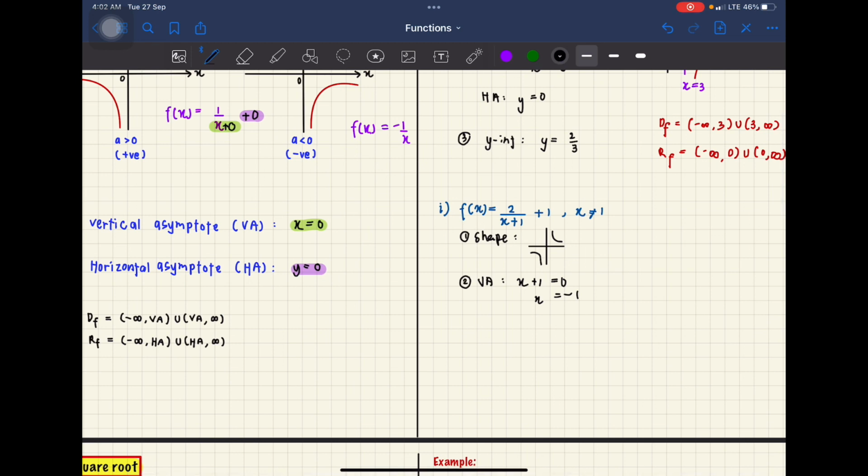And then for horizontal asymptote, macam mana nak cari horizontal asymptote? So awak tengok dekat belakang dia ataupun dekat depan dia ada tak nombor. So in this case dekat belakang dia ada nombor which is +1. So +1 tu maksudnya awak punya horizontal asymptote lah. So terus ambil y equal to 1. That's it. Okay, so now let's sketch the graph.